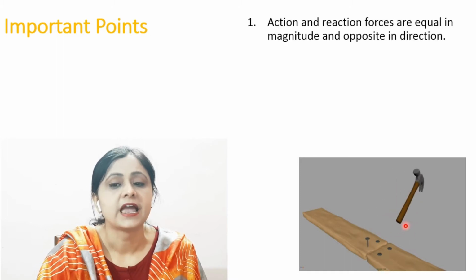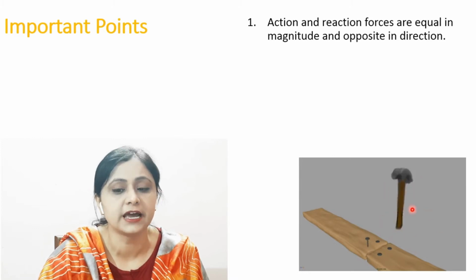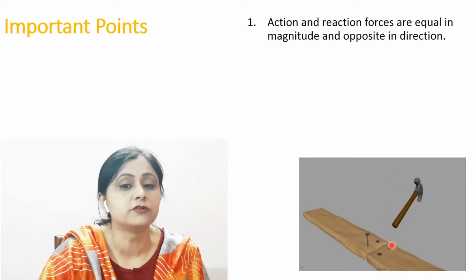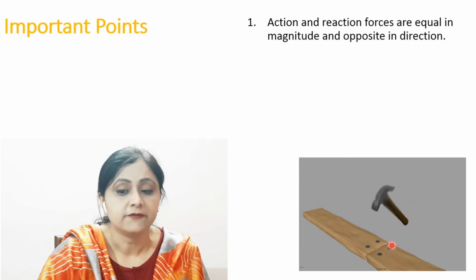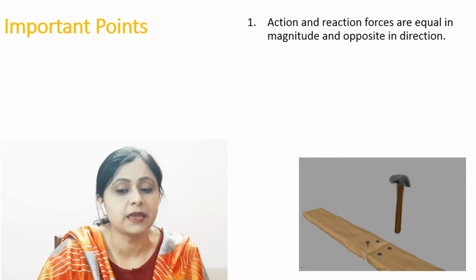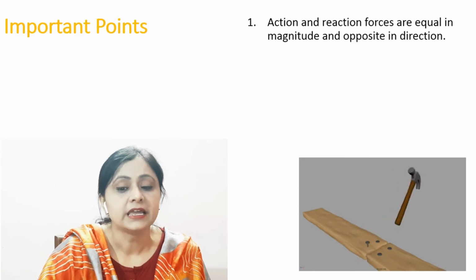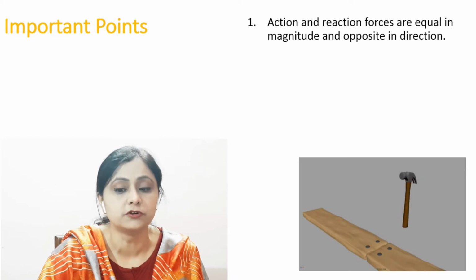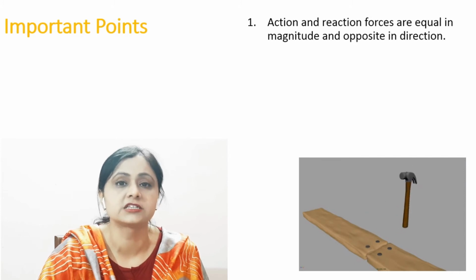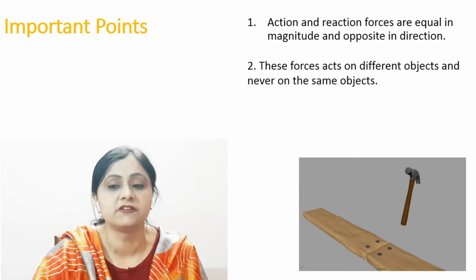Now what are the important points of this law? The first is action and reaction forces are equal in magnitude and opposite in direction. Like in my previous slide, I explained that both the forces will be equal in magnitude. Whatever force is applied by the hammer on the nail, the same amount of force will be applied by the nail on the hammer. Now you can check, in this figure, the hammer is applying a force in a downward direction and the nail will apply force on the hammer in which direction? Upward direction.